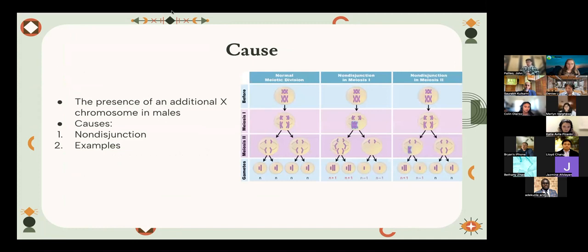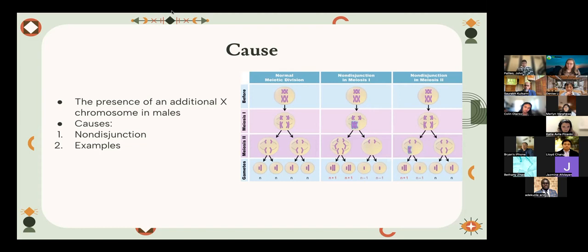The major cause of Klinefelter syndrome is the presence of an additional X chromosome in males. The additional X chromosome has extra genes which disrupt normal development in males. The major cause can be attributed to non-disjunction, which is a random mistake that occurs during meiosis. The chromosomes divide irregularly during meiosis, and that process is referred to as non-disjunction.